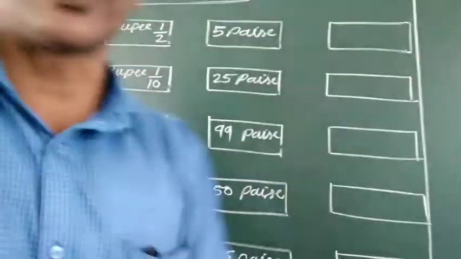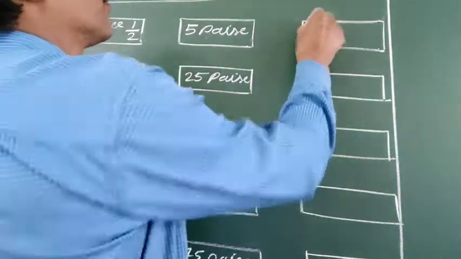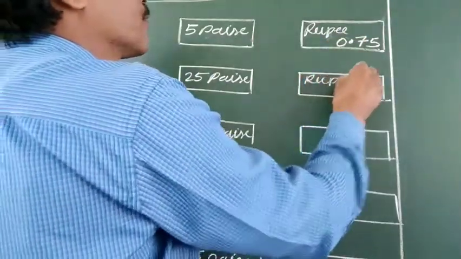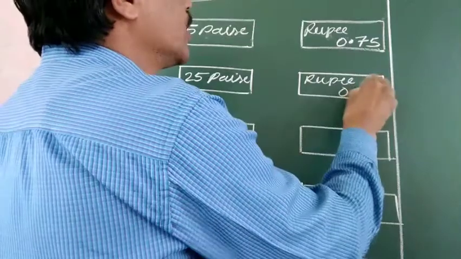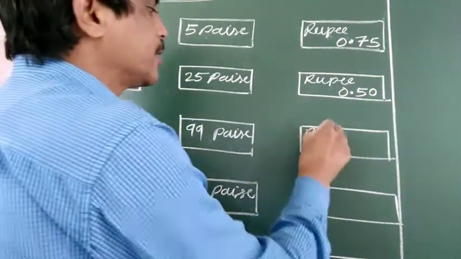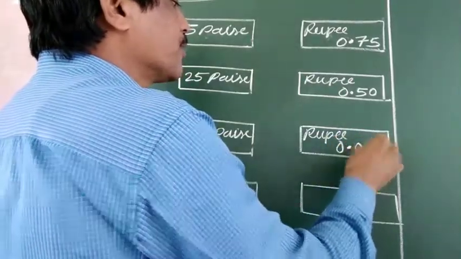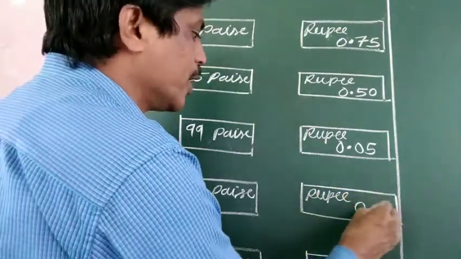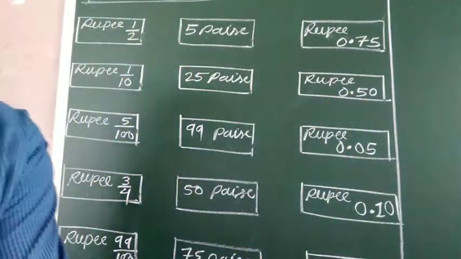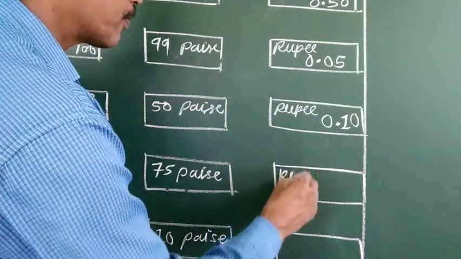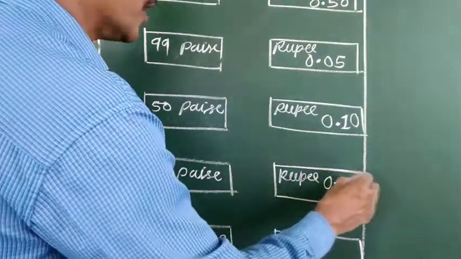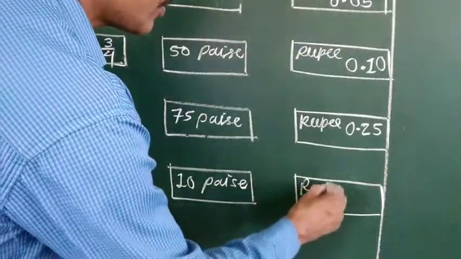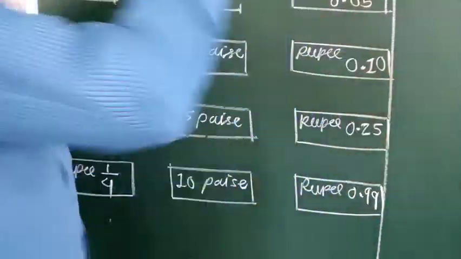Now in the third column, see what is given here. It is rupee 0.75, rupee 0.50, rupee 0.05, rupee 0.10, rupee 0.25, and rupee 0.99. Okay. Now what do we have to do?